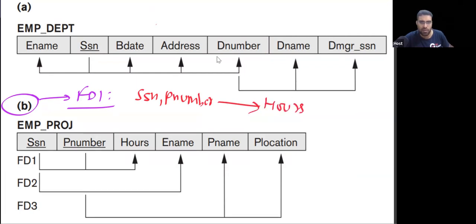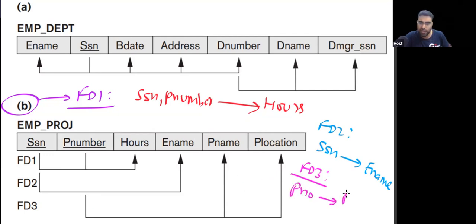Very simple. What is your FD number 2? That is SSN implies ename. Okay, what is your FD number 3? That is P number implies P name, comma, P location.